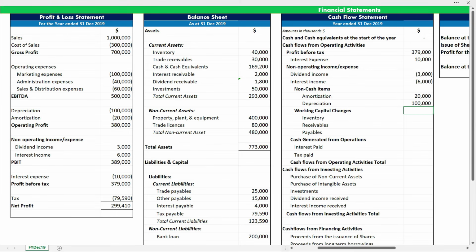Right, now we have to talk about inventory, and this is where it gets a little technical. Now of course you can say equals inventory value of 40,000.